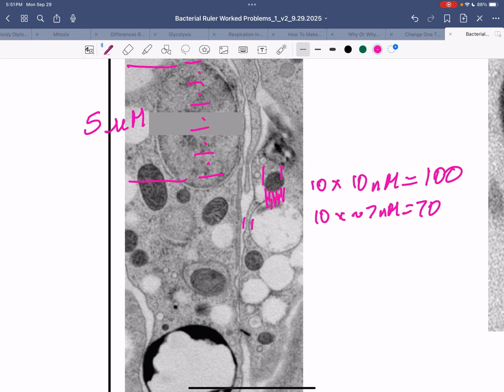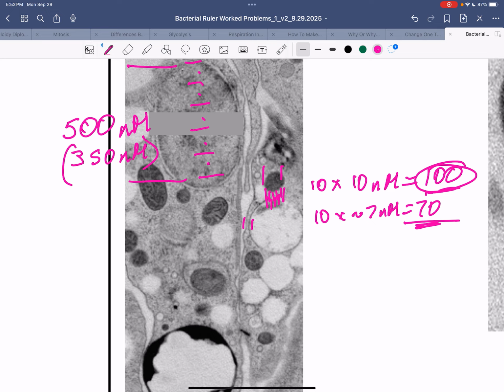Whoops. Let me back up here. These were only 70 or 100, so checking my work, I get this distance is about 5 times 100 would be 500 nanometers. Or if I'm doing this one, it would be about 350 nanometers, which suggests if this is the nucleus that this might be not through the center of the nucleus, and that these are relatively small mitochondria.